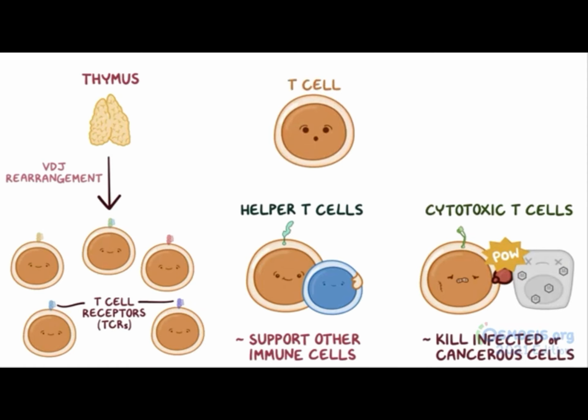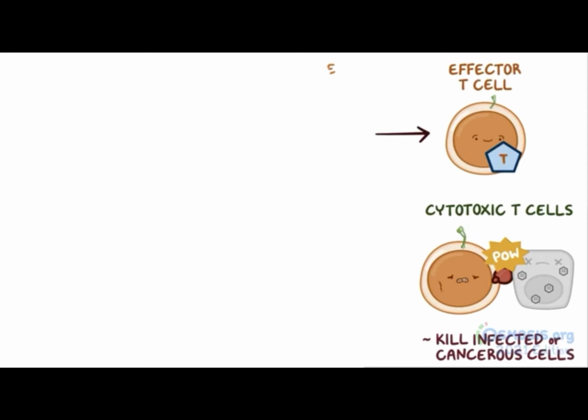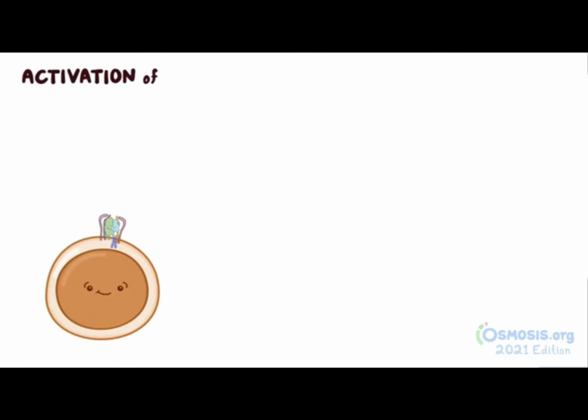A T cell starts out naive, and then it gets primed or activated, at which point it differentiates into an effector T cell and proliferates. Activation of both helper and cytotoxic T cells requires two signals. After that, the cytokines present around the cell determine the type of T cell it will become.